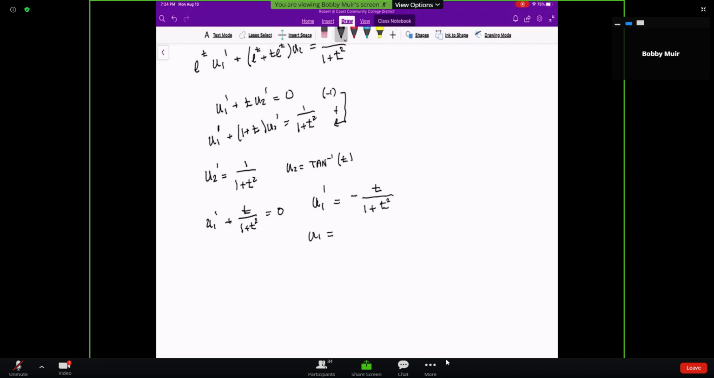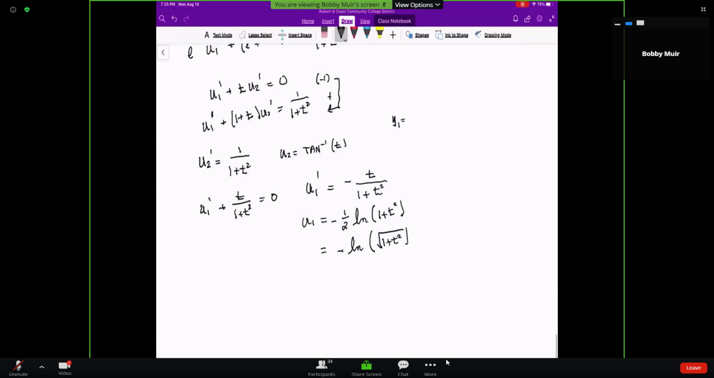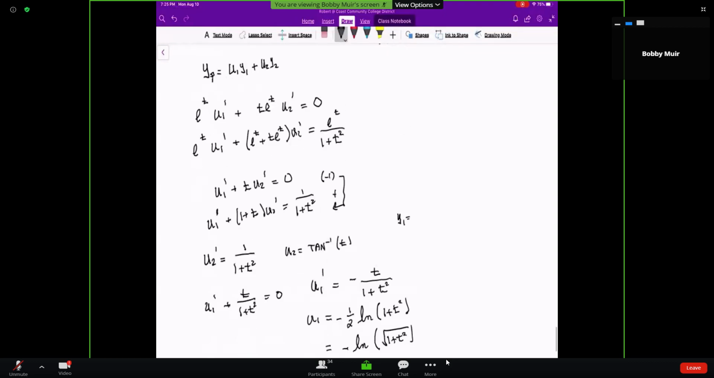So u1 is going to be negative 1 half the log of 1 plus t squared. Okay. And I think I would probably do it like negative log 1 plus t squared. And maybe I'd even move the negative inside the log. And what was y1? y1 way back up here. e to the t and t e to the t.